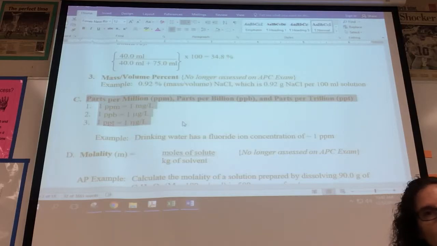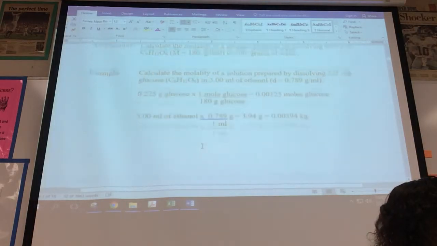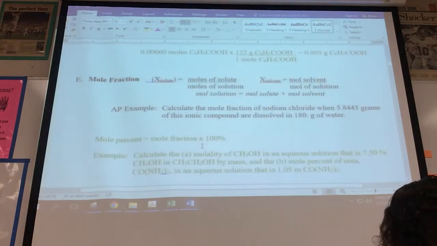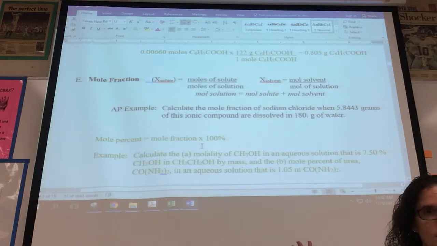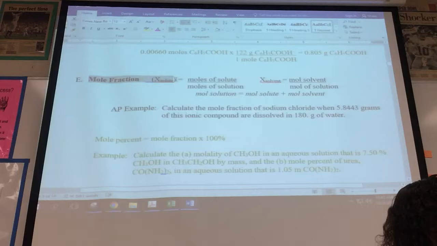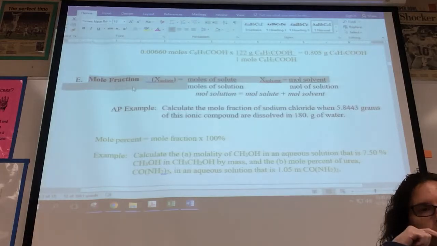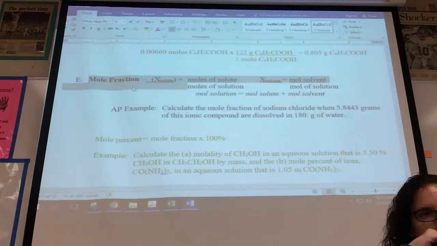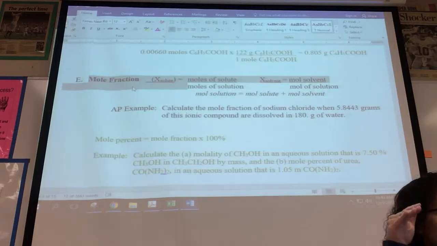So those are other ways that you can express concentration. Mole fraction you've seen also. So moles of solute per moles of solution. We linked mole fraction to another variable in a chapter in the first 9 weeks. What was that chapter? It starts with a G. Gases. So we talked about the link between mole fraction and partial pressure, remember?